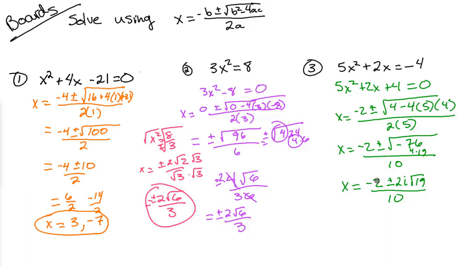It looks like there's a 2 in the top that could be factored out. I'll do that in really slow motion. If we take a 2 out of the top, we get negative 1 plus or minus i square roots of 19 over 10. And this 2 now is a factor, so it can cancel with the bottom and leave a 5. So it is negative 1 plus or minus i square roots of 19 over 5.